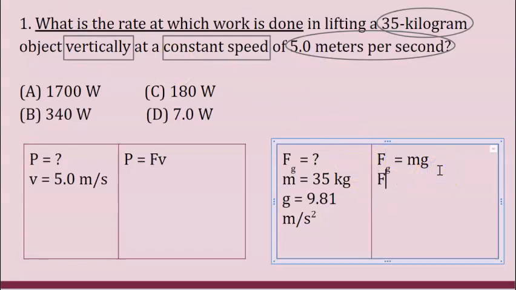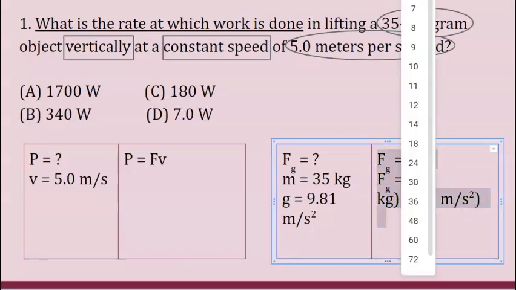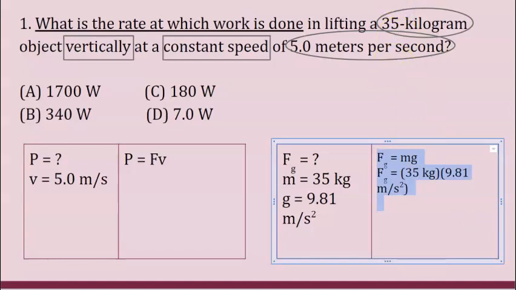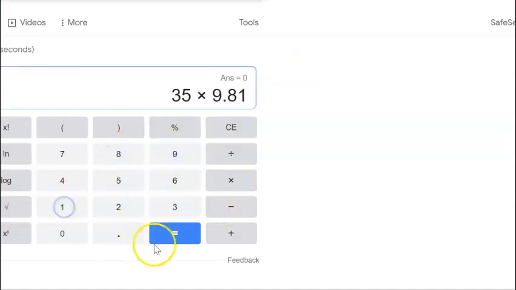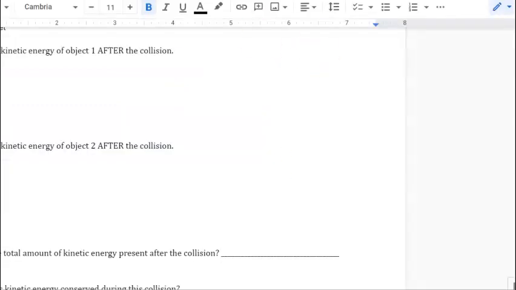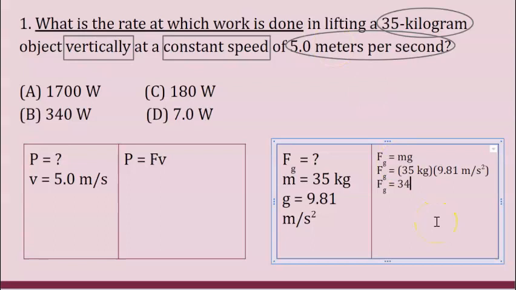So I can use this to find the force of gravity. 35 kilograms times 9.81 meters per second squared. To get my answer, I'm just going to be doing 35 times 9.81. And that gives me 343.35. I'll just round it to 343. My unit is newtons because this is a force.